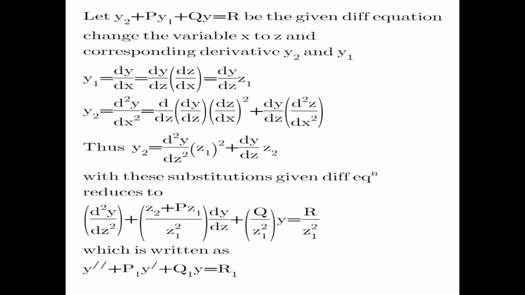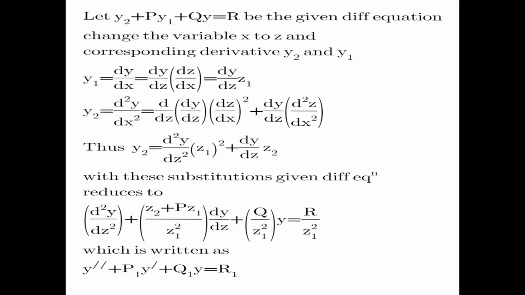Suppose we change the variable x to z. Then the first order derivative y1 is equal to dy by dx. It can be written as dy by dz into dz by dx. So here z1 stands for dz by dx. So I can write y1 is equal to dy by dz into z1. And y2, which is d square y by dx square, can be written as d square y by dz square into z1 square plus dy by dz into z2.